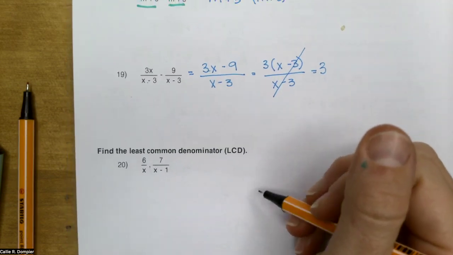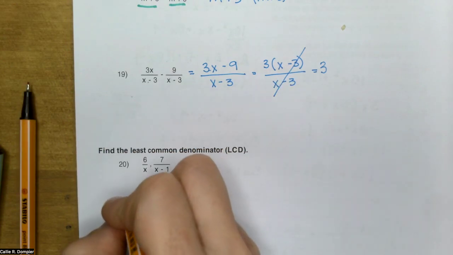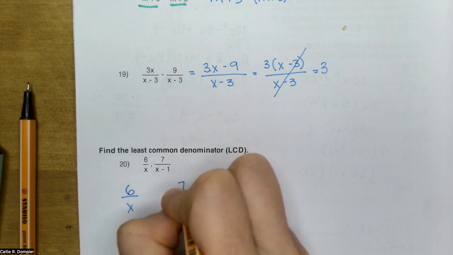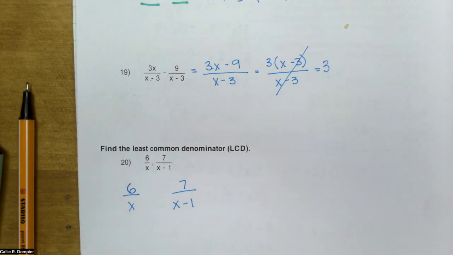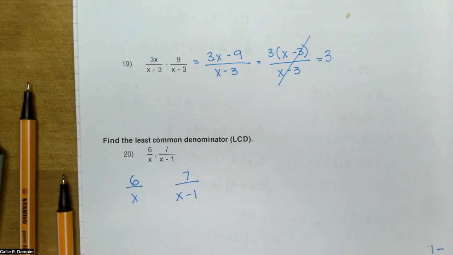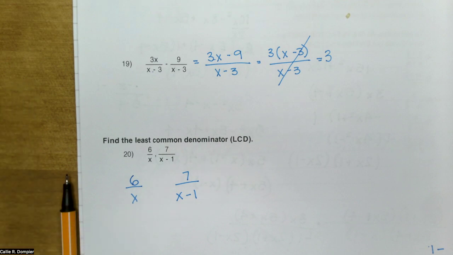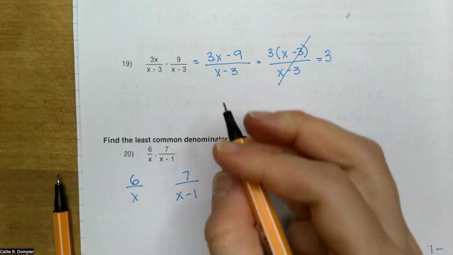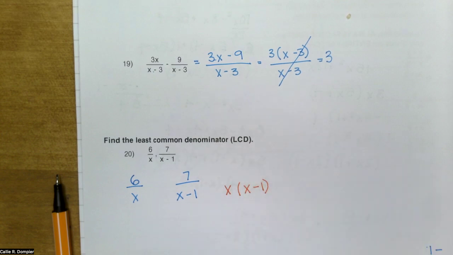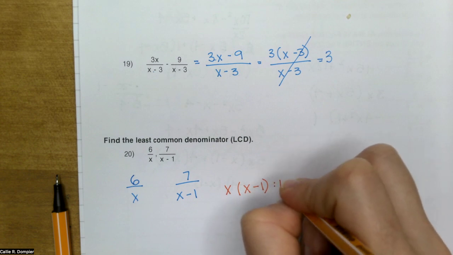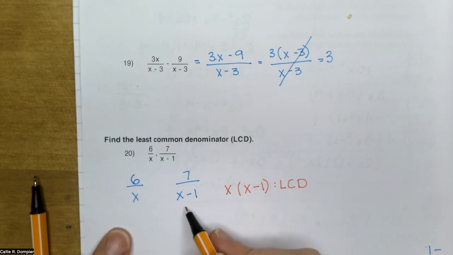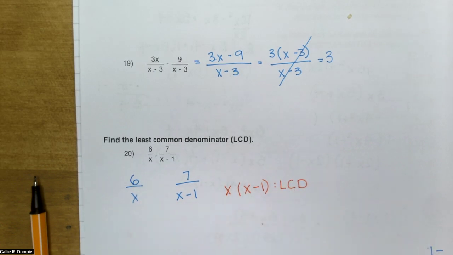All right, number 20 is a tough one. We need to find a least common denominator between the terms 6x and 7x minus 1. There is not anything common to these two, right? The only thing that would cancel out both x and x minus 1 would be the term x times x minus 1. So the LCD here is x times x minus 1. You just took both of them and multiplied them by each other and got the denominator.